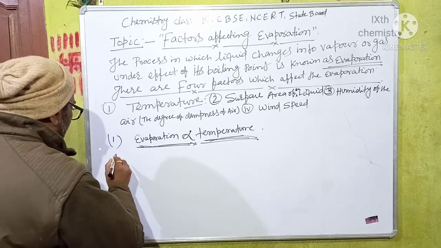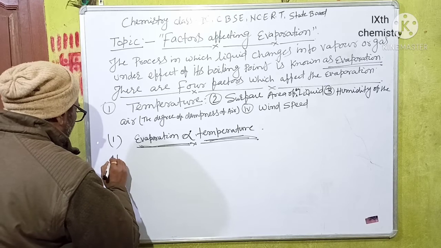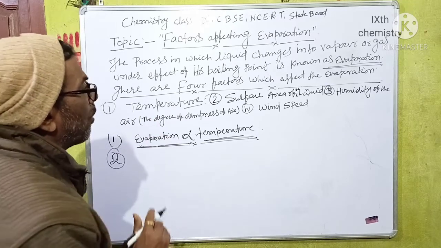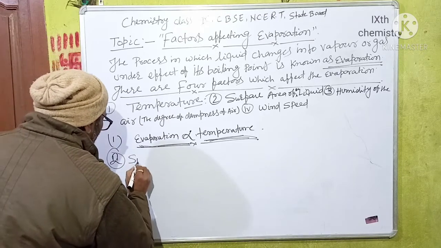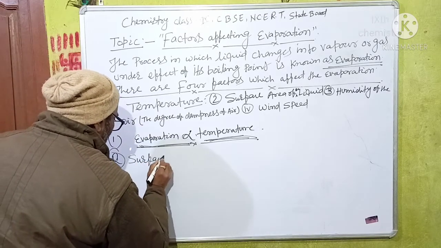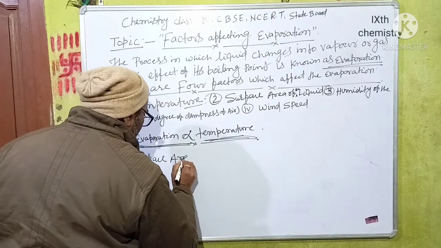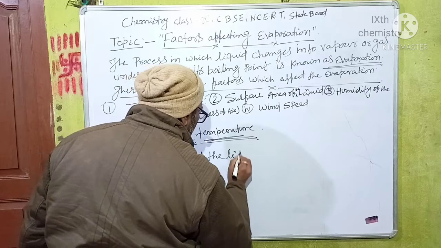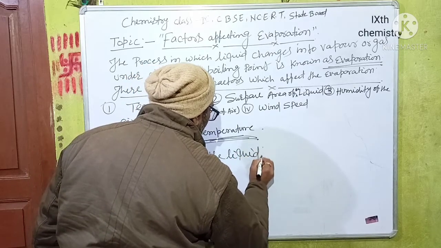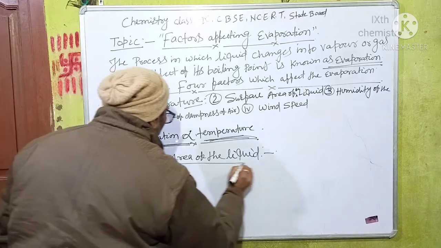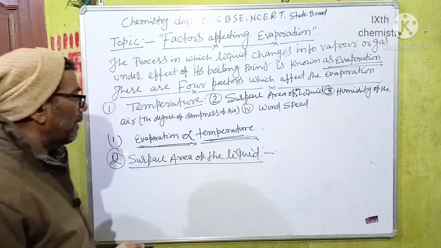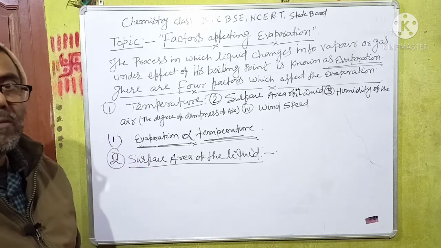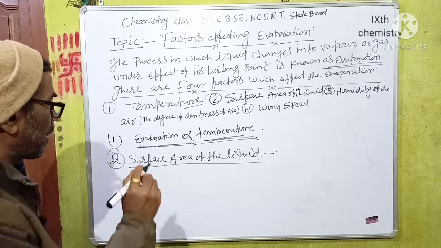And the second factor is the surface area of the liquid. Surface area of the liquid means here the evaporation is also directly proportional to the surface area of the liquid.